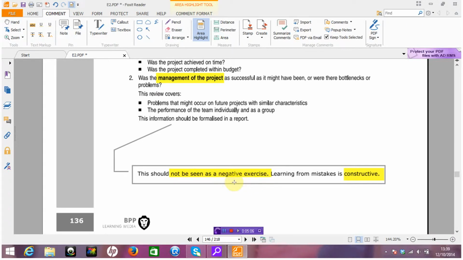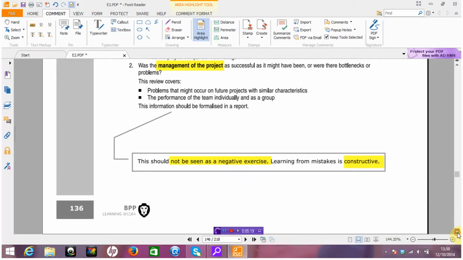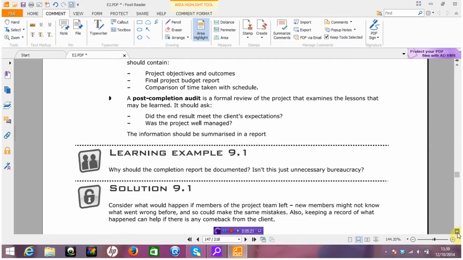And what we're looking to do with this audit is to really learn for the future. And what we're trying to do is to make it hopefully as constructive an exercise as possible. Okay, so just moving on to the next point here.